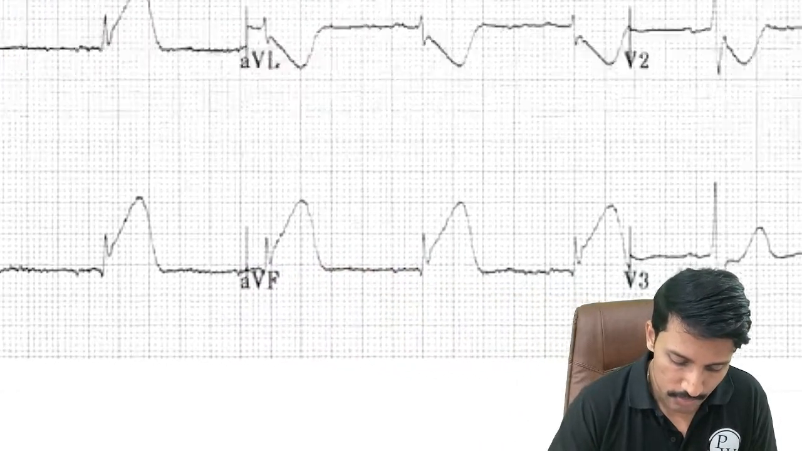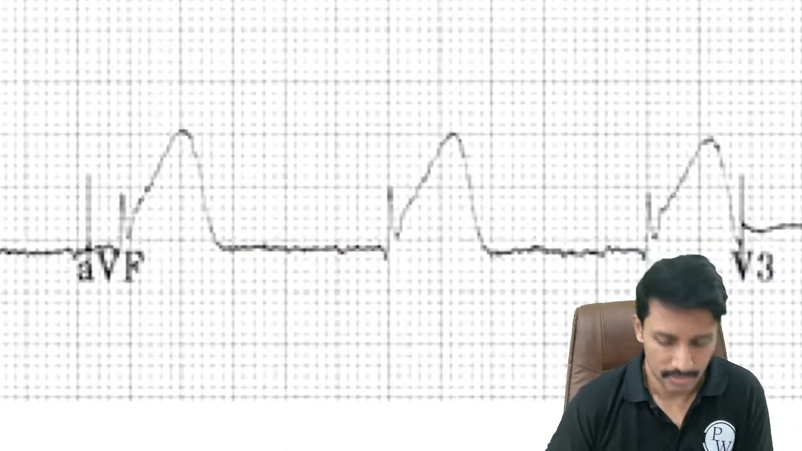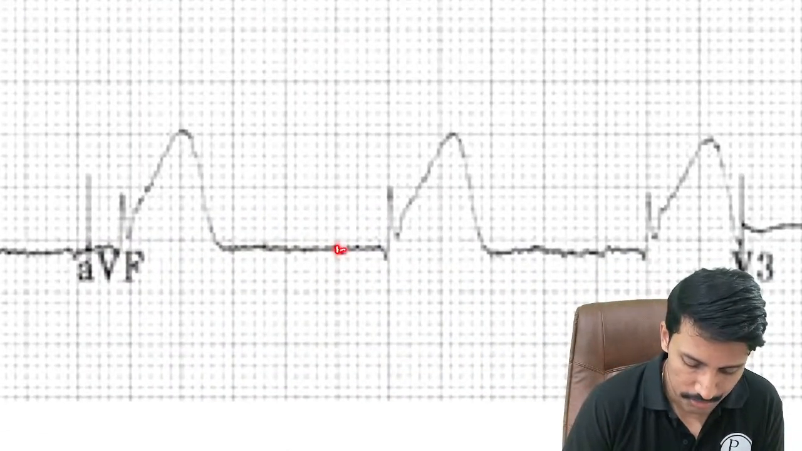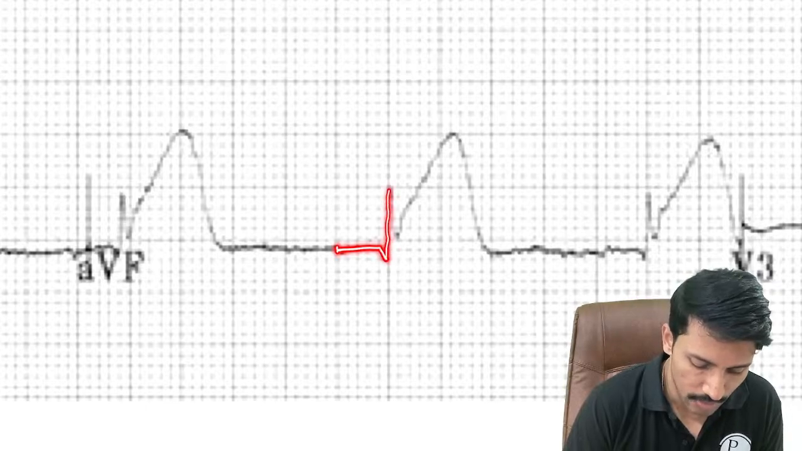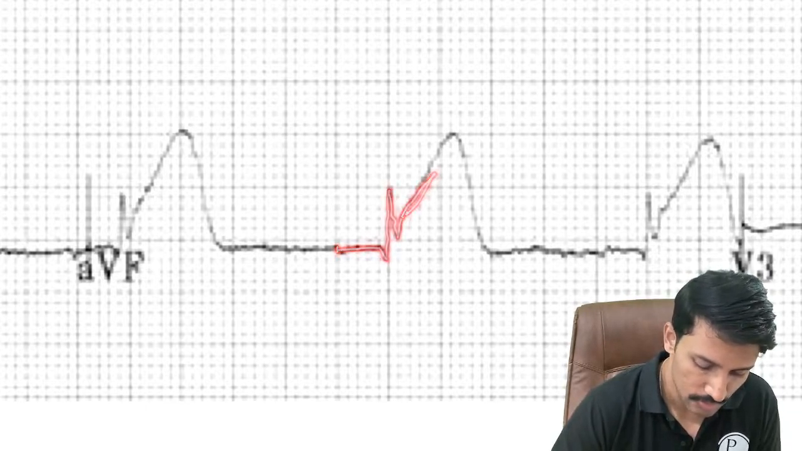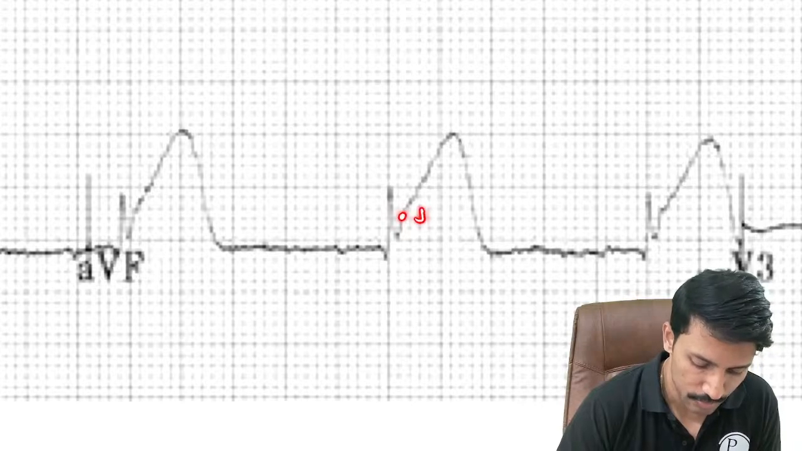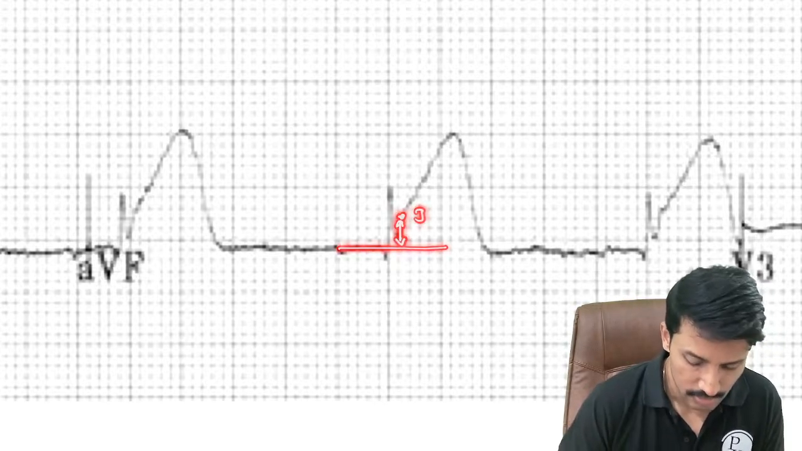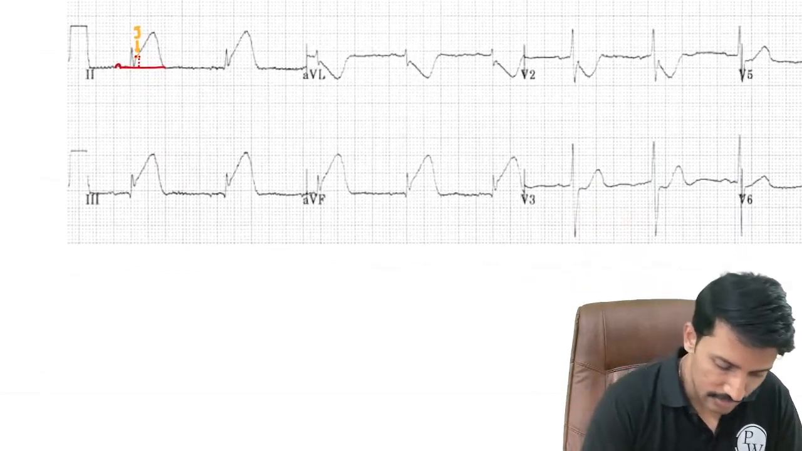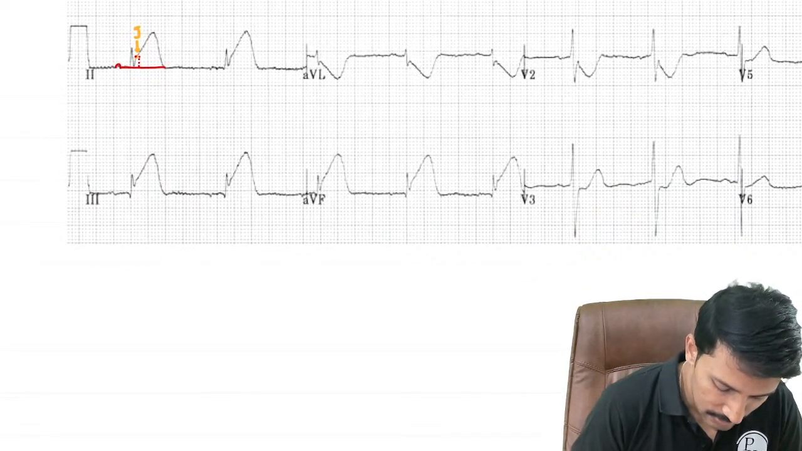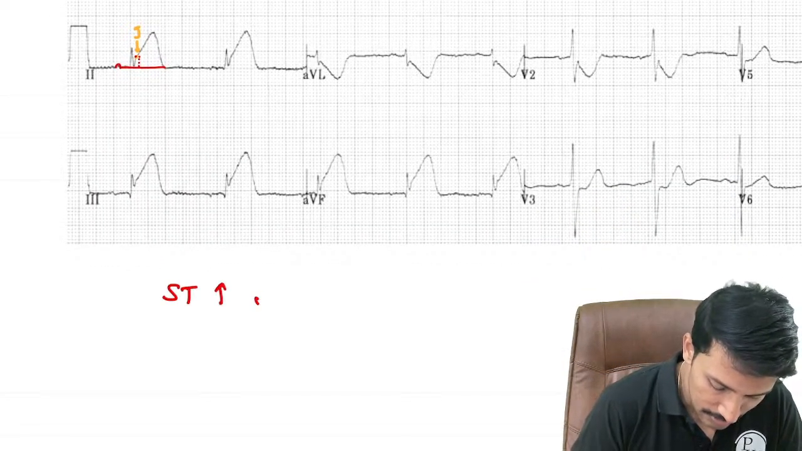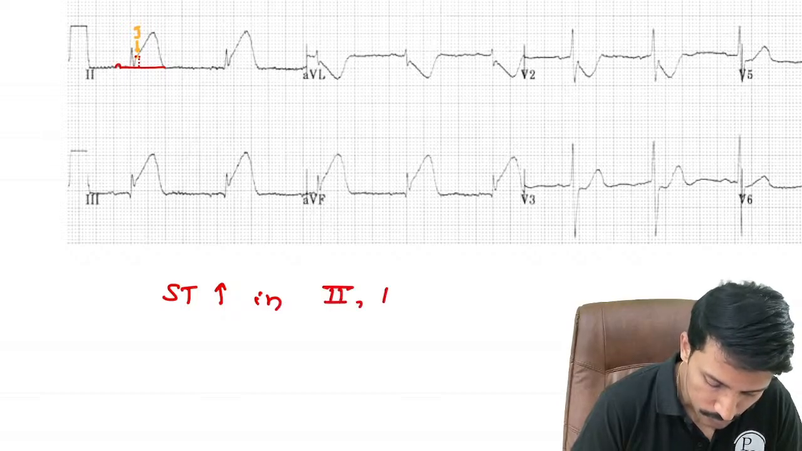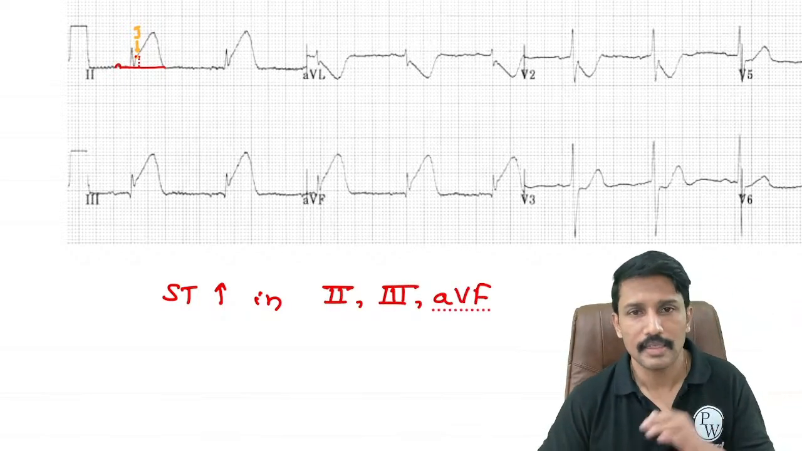And what about lead AVF? Yes, lead AVF also has ST elevation. PR segment, Q, R, S comes down, S goes up, and then I can see an angle being formed. So this point, I'm taking it as the J point. So this point is way above the baseline. So on this ECG, I think all of us now can agree that there is ST elevation in lead 2, lead 3 and AVF.